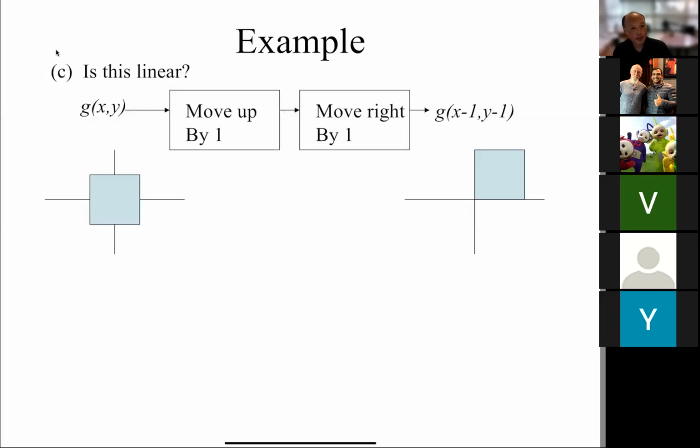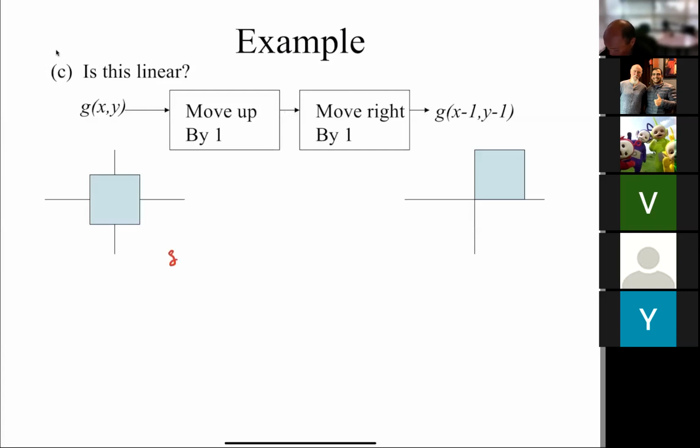Great. Okay, so everyone's answered that. So 5 of you said no, and 3 of you said yes. So let's take a look at this. This is a system that just takes an image and moves it up by 1 and over to the right by 1.